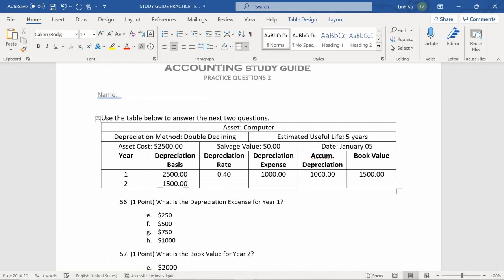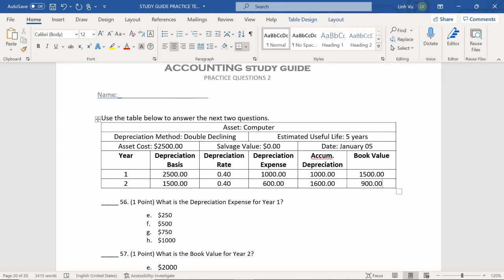Good, perfect. So it is 1,500 times 0.4, 600. And we have 2,500 minus 1,600. Minus 600, it is 900. Okay. So here you go.